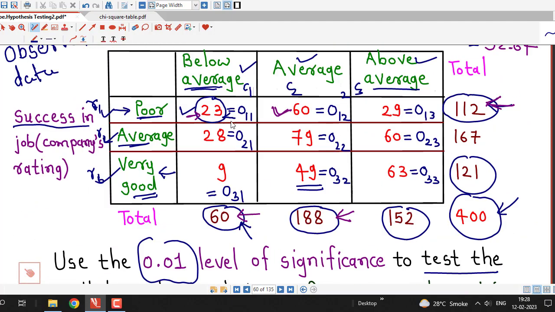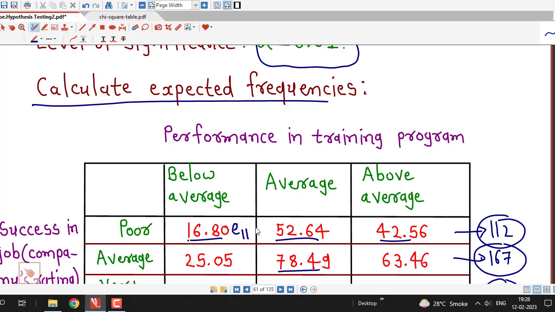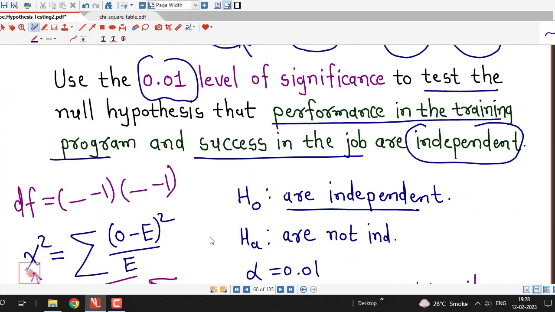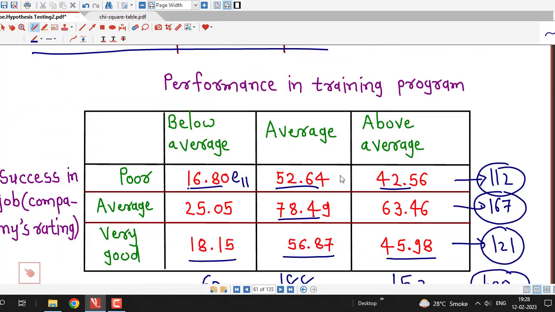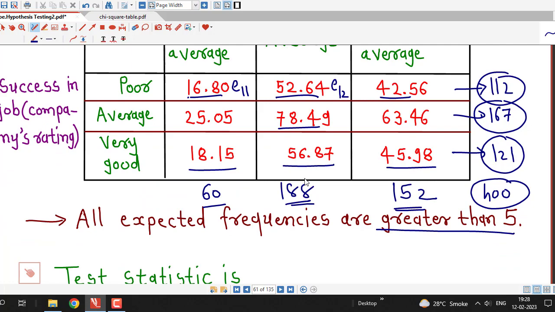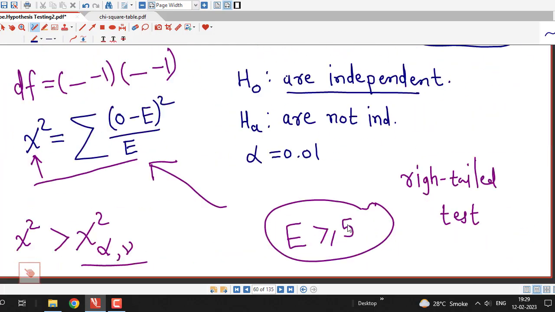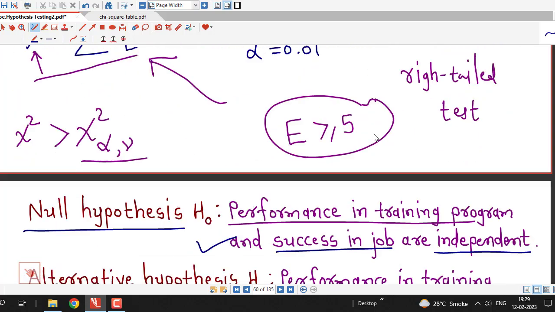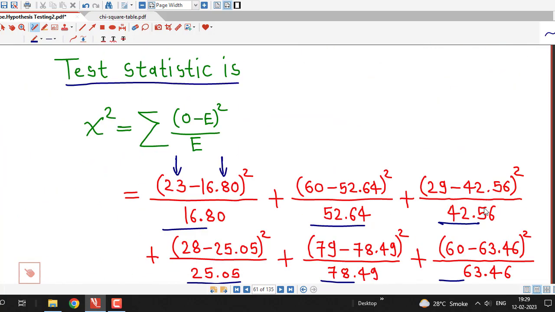Here O11 is 23, so I will consider E11. Here E11 is 16.80. So I have to write (O11 minus E11) whole square divided by 16.80. Similarly, here I have O12 as 60. So I will concentrate on E12. This is E12. (60 minus 52.64) whole square divided by 52.64. Similarly, I have taken the difference between O13 and E13. O13 is 29 and E13 is 42.56. So square of them and division.